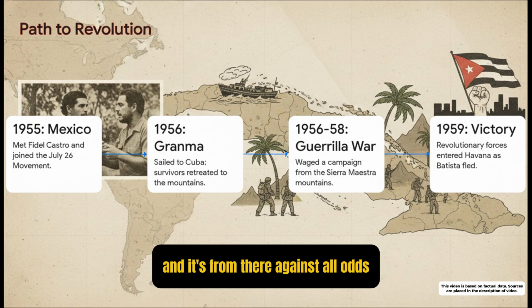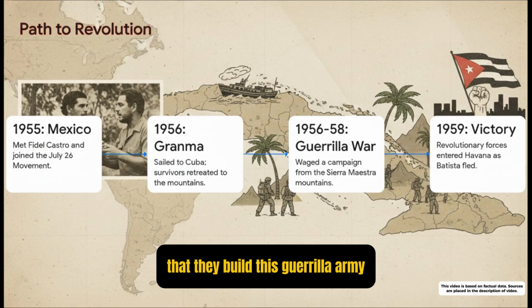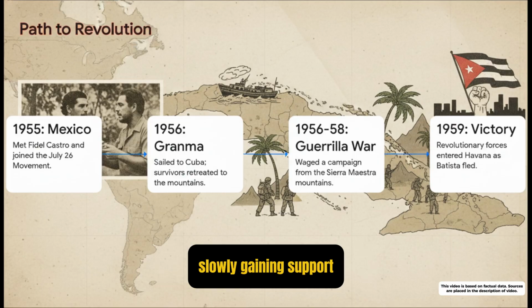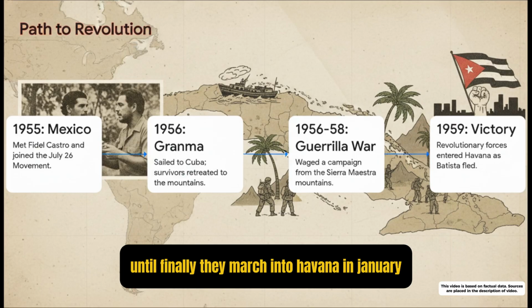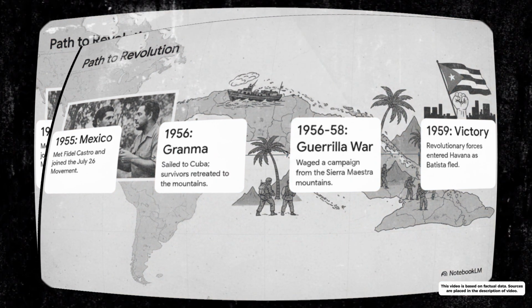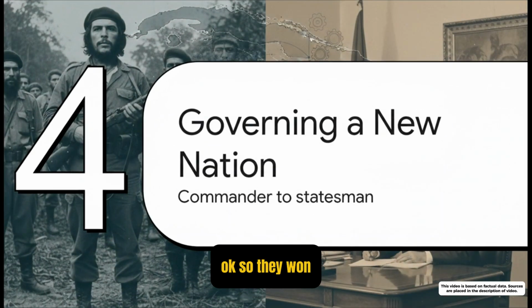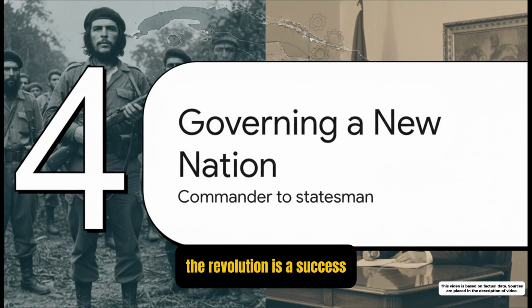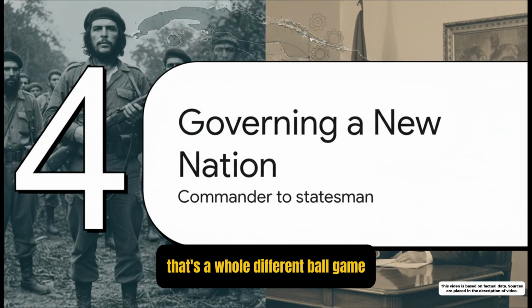And it's from there, against all odds, that they build this guerrilla army, slowly gaining support, until finally, they march into Havana in January 1959, victorious. Okay, so they won. The revolution is a success. But winning the war is one thing. Actually running a country, that's a whole different ballgame. So let's see what happens next.